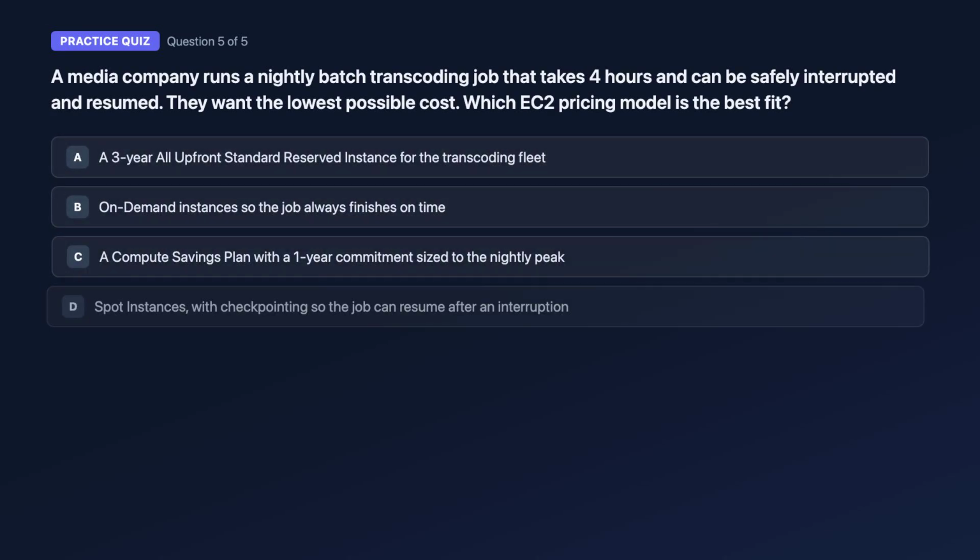Question 5. A media company runs a nightly batch transcoding job that takes 4 hours and can be safely interrupted and resumed. They want the lowest possible cost. Which EC2 pricing model is the best fit? Is it A, a 3-year all upfront standard reserved instance for the transcoding fleet? B, on-demand instances so the job always finishes on time? C, a compute savings plan with a 1-year commitment sized to the nightly peak? Or D, spot instances with checkpointing so the job can resume after an interruption? Lock in your answer before I give it away.